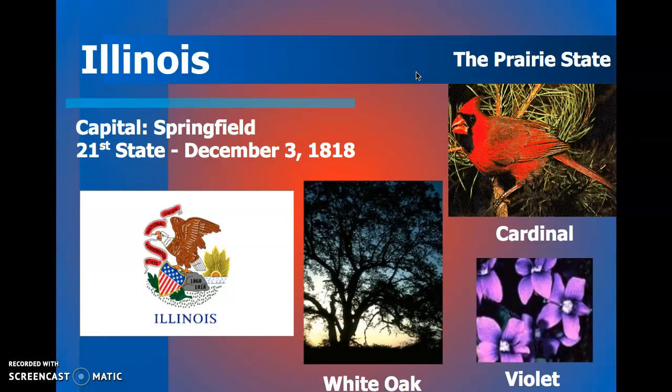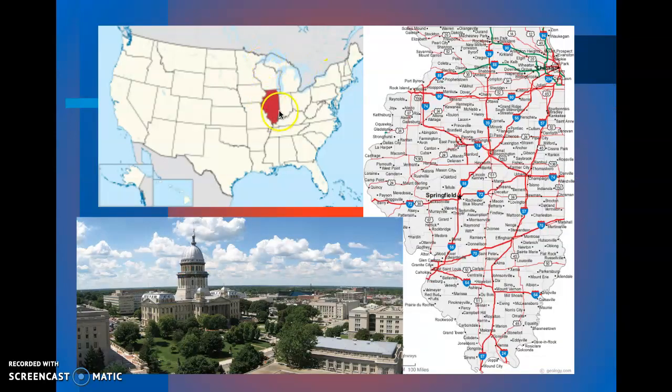Illinois, the Prairie State. Capital is Springfield, the 21st state, December 3rd, 1818. State tree is a white oak. State flower is a violet. State bird is the cardinal. And there is Illinois, just south of Wisconsin, located next to Indiana, Kentucky, Missouri, and Iowa. And there's Springfield right in the middle. Not Chicago. Springfield is the capital.